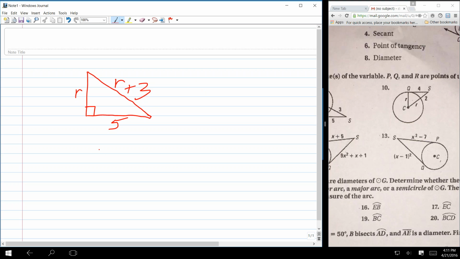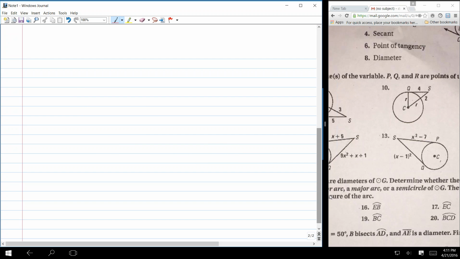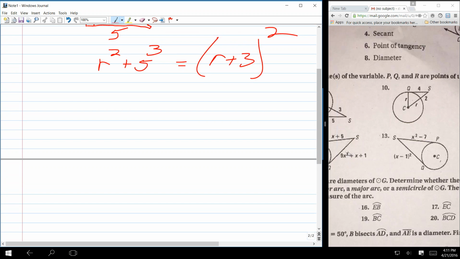R squared minus 5 squared equals... Not minus. No, r plus 3 squared. Hold on. Let's start with the 2 short sides. Okay. That's equal to the hypotenuse squared. Okay. Now we have to solve this. What's the next step in solving that?